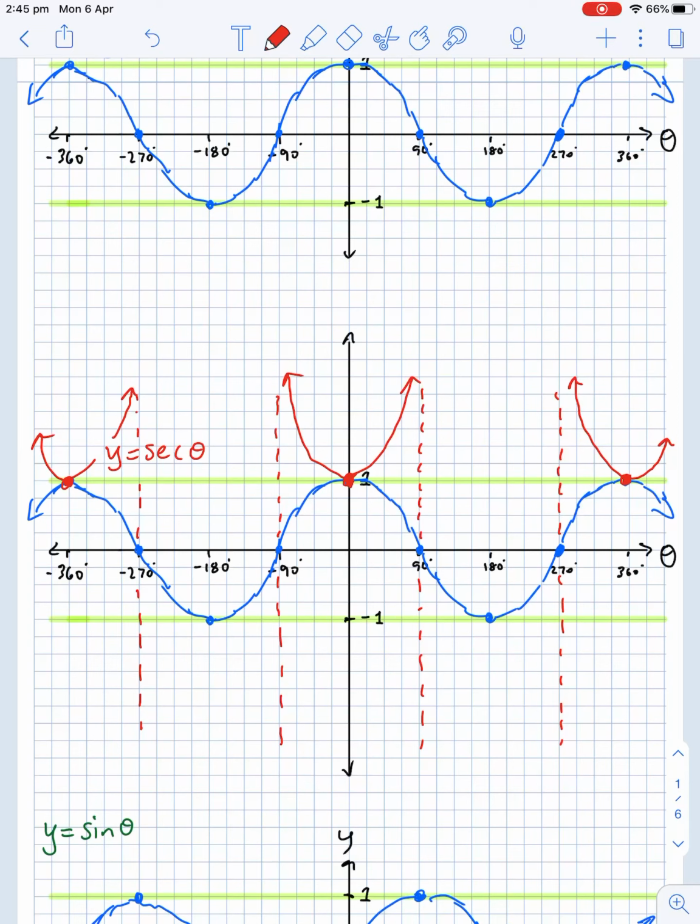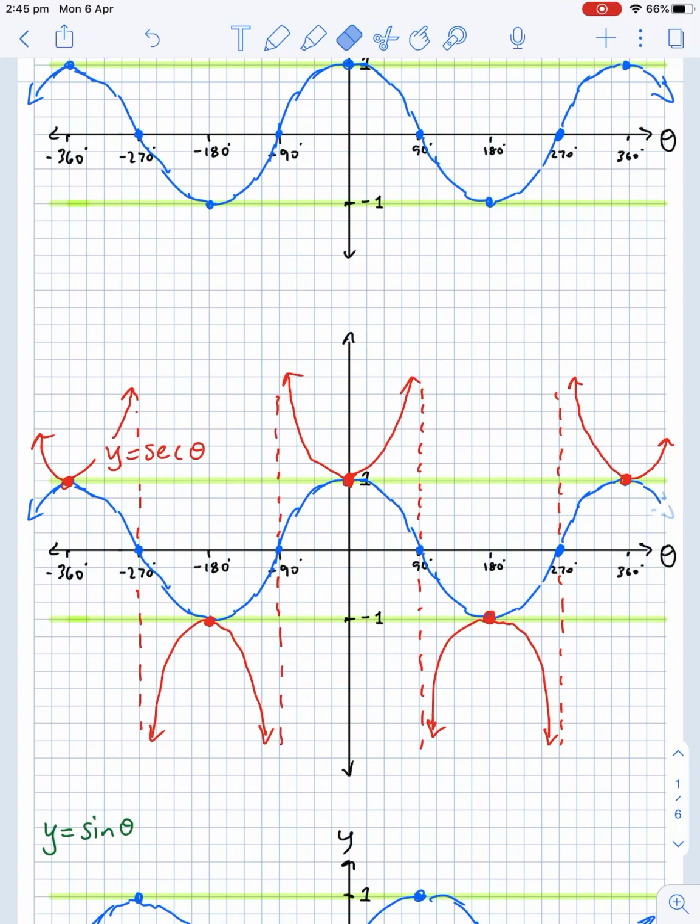So when it equals -1, which is down here, sec theta also equals -1. So it uses this point again, uses this point again. And you see these U shapes going down now and getting really close to these asymptotes. And now you can see the graph of sec theta, which is just this red line.